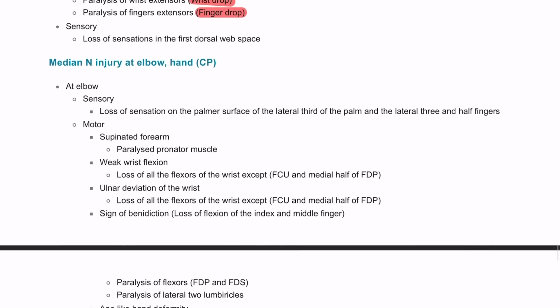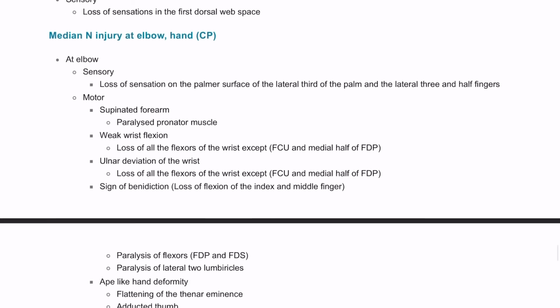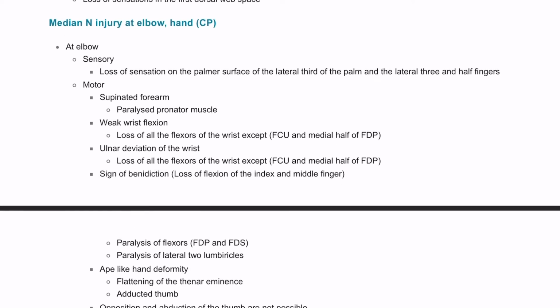Median nerve injury. The injury of the median nerve can happen at the elbow joint and can happen at the hand. By definition, if it happens at the elbow, it will affect everything from the elbow all the way down, including the hand. But just for convenience, we're going to divide it into elbow and hand. Sensation, we know the sensation for the median nerve is the palmar surface of the lateral two thirds of the hand and the palmar surface of the lateral three and a half fingers. That will be completely lost if it's affected.